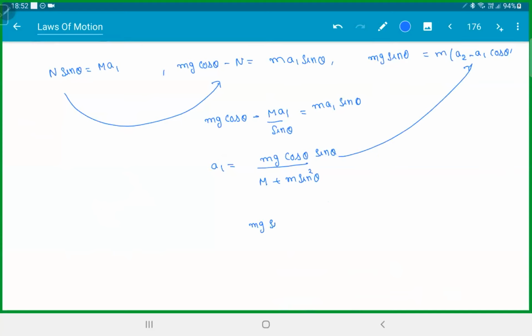That would be mg sine theta is equal to, m will cancel, g sine theta is equal to A2 minus mg cos square theta sine theta by M plus m sine square theta. I will leave it to you. I won't simplify. That would be the acceleration of the block.